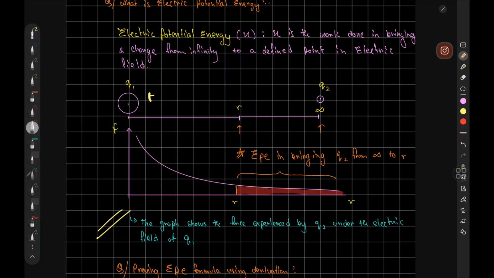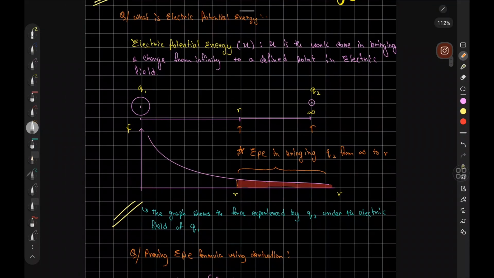So that is the main clarification that I wanted to go through before I delve into the derivation. I hope I could have cleared out the confusion between attractive forces and repulsive forces and why electric potential energy is negative or positive, right? Okay.